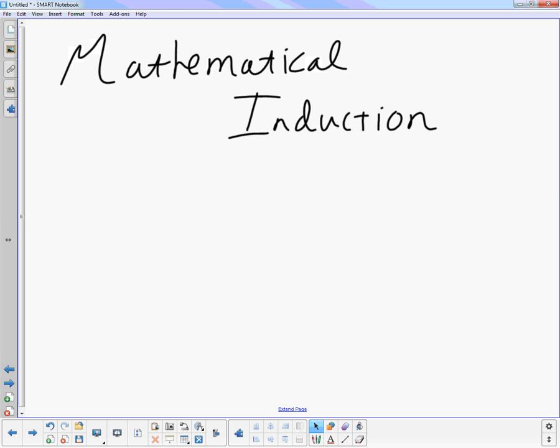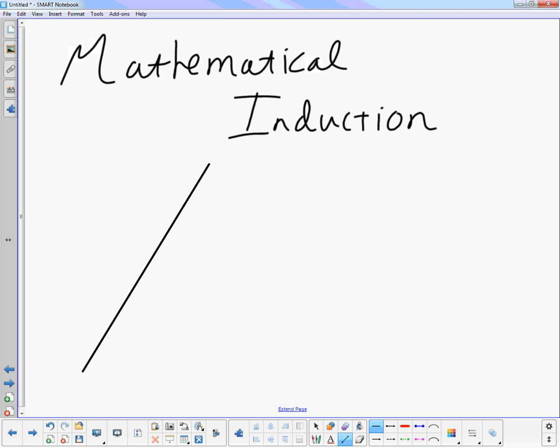I'll tell you this: mathematical induction is one of the more difficult forms of proof. And I'll be honest with you, I don't think it should be taught now. I think it should be taught after you've learned some of the other methods of proof, because we don't have a lot of time. Now, how it works.